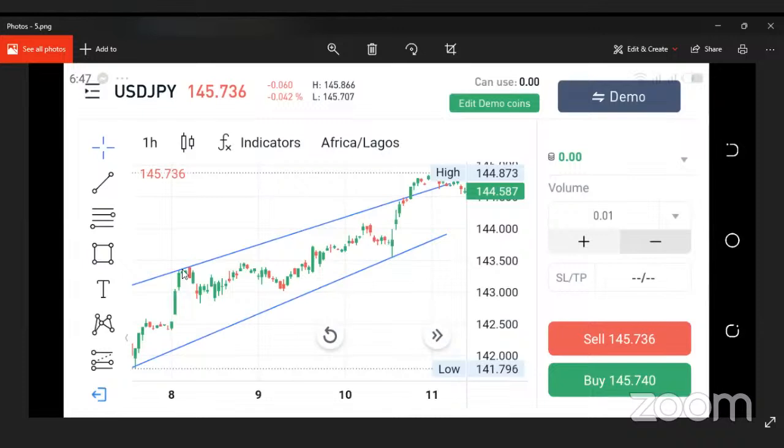Okay, so that is all about our support and resistance, and then the trend line. Now let me know, do you have any question pertaining to everything that we've discussed?